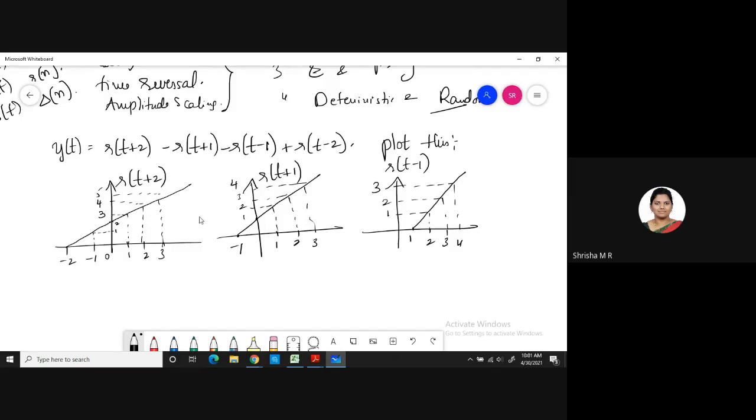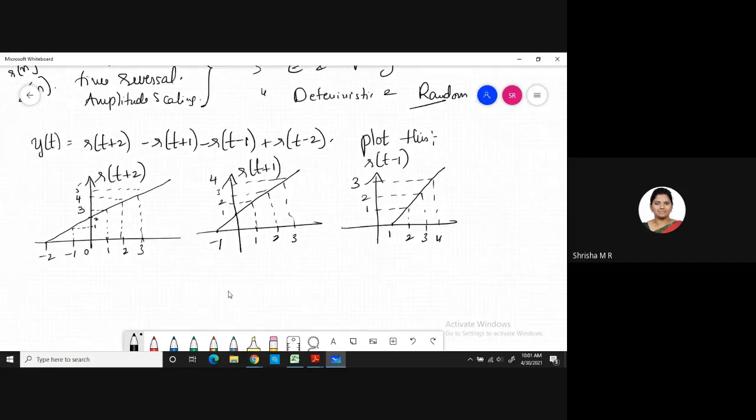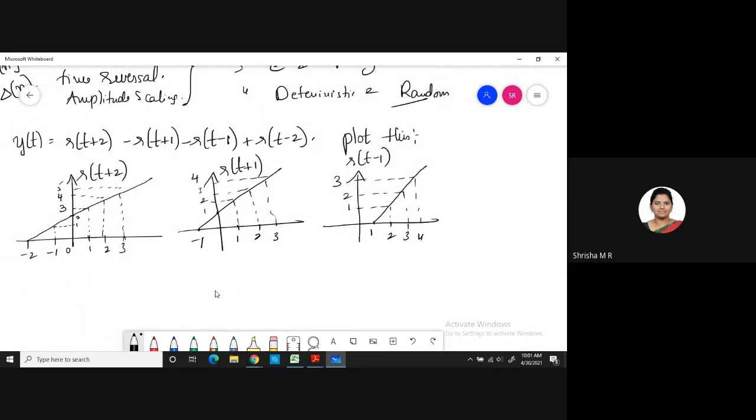So for r of t minus 2, the signal starts from 2. I will teach you an easy method also for this next. First you be sure of this method. You can use the other method for just verification. Okay. So for r of t minus 2, the signal will start from plus 2.